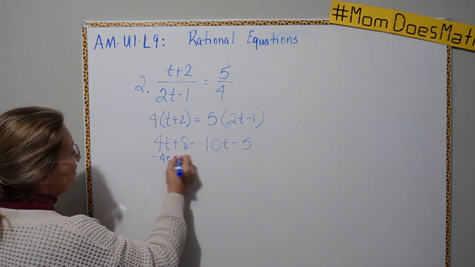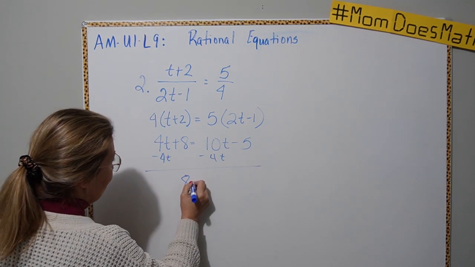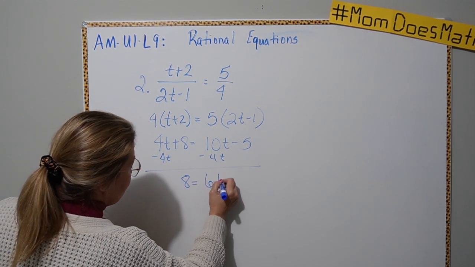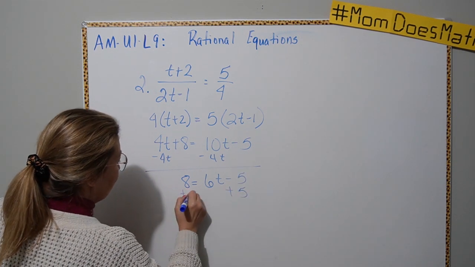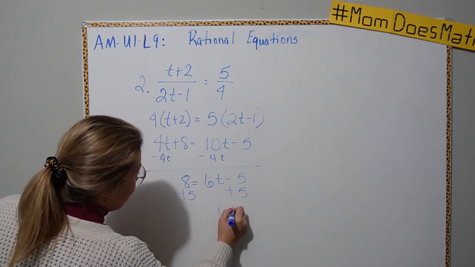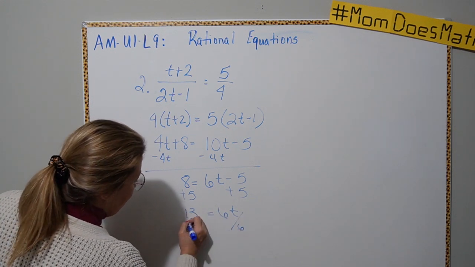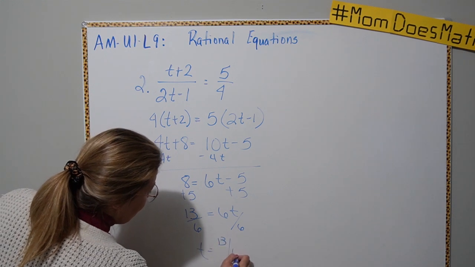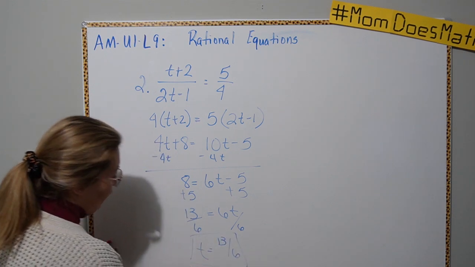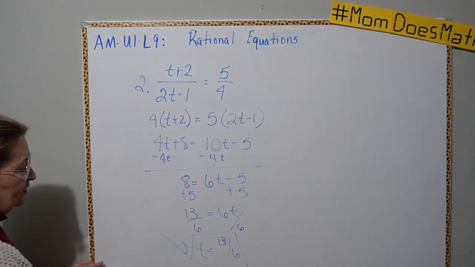Let's subtract 4t from each side. So now I have 8 is equal to 6t minus 5. Add 5 to each side and I get 6t is equal to 13. Divide both sides by 6 and t is equal to 13 over 6. It will not reduce. Check to be sure. And there's your answer.